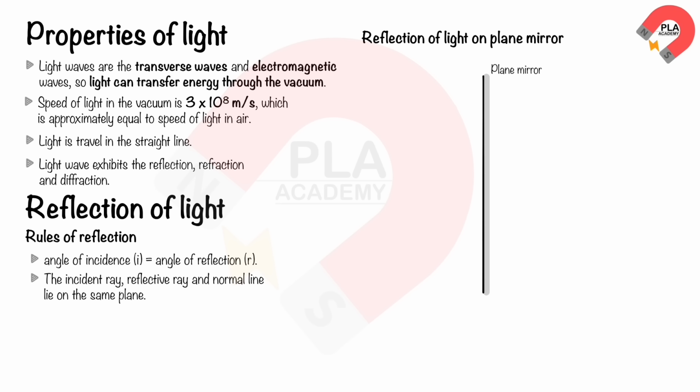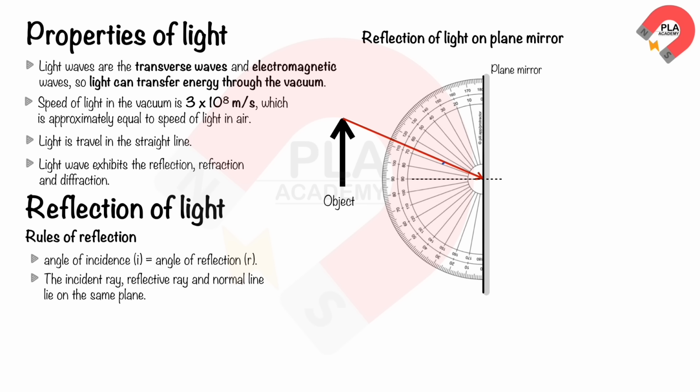Here is the plane mirror. Here is an object. Draw the incident ray from the top of the object to anywhere on the plane mirror. Draw the normal line at right angles to the plane mirror. Measure the angle of incidence, i, between the normal line and the incident ray. Measure the angle of reflection, r, between the normal line and the reflected ray. Both angles must be equal.